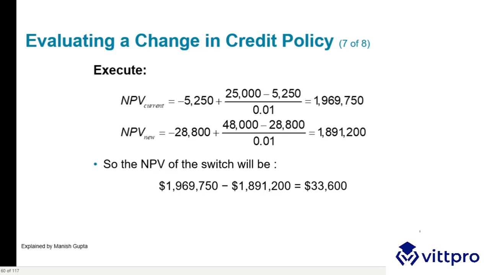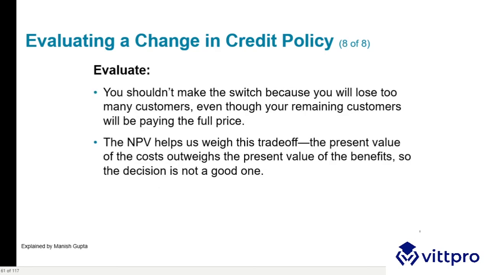The other way to do it was to get only the incremental value. So your incremental investment is $23,000, and your incremental benefit is only $600. So that was another way of calculating. So you just get the incremental 23, and then here is 19,700, and here is 19,200. So that is the loss, right? So basically the answer is you should not make the switch, because you are losing too many customers, and the value of your benefits is going to be less.